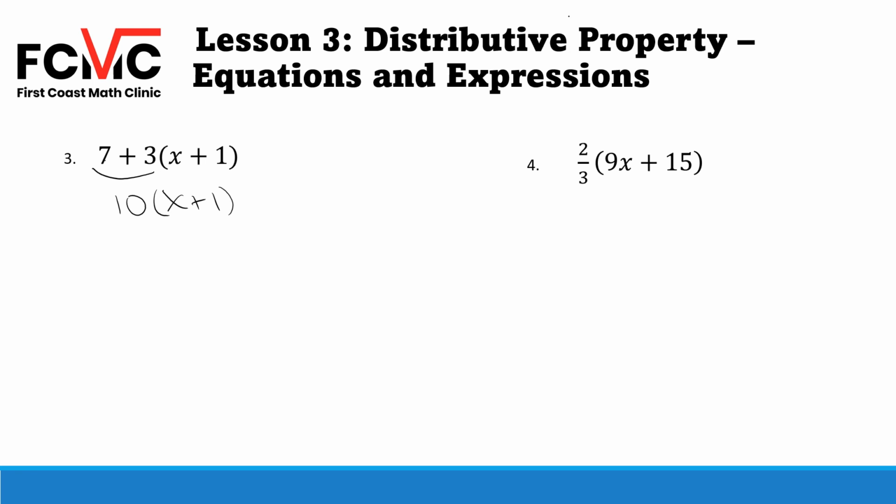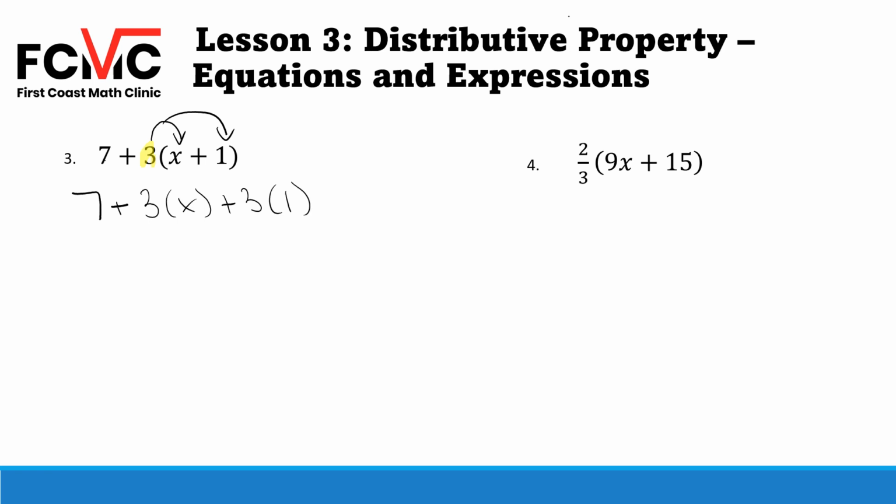What we want to do is do our multiplication first. Remember our order of operations, we have to do the multiplication before we do the addition. So I've got to multiply out that coefficient of 3 before I do anything with that 7. So I'm going to bring down the 7. I'll have 7 plus 3 times x plus 3 times 1.